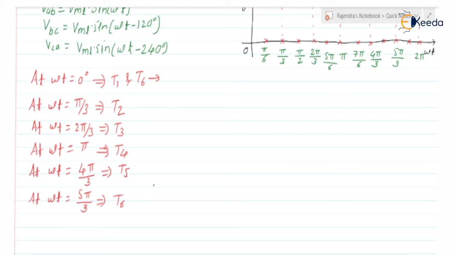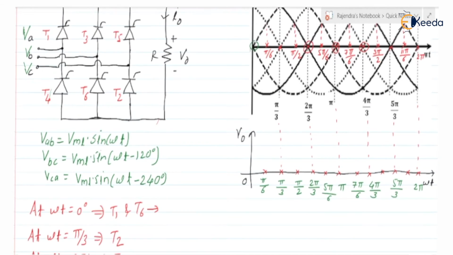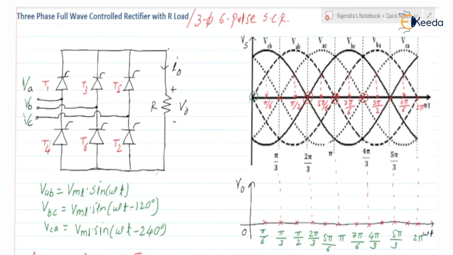Are you getting the point? So in this way, this cycle goes on repeating. Is this clear? So let us start with the very first cycle. At omega t equal to 0, T1 and T6 are turned on.